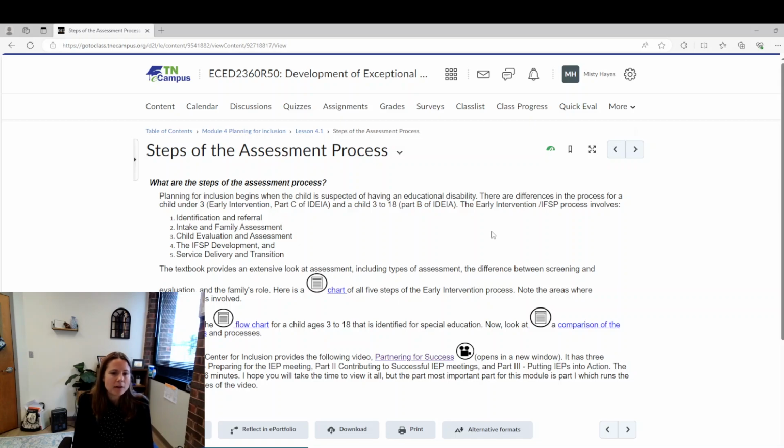What kind of goals do we make for the family? What kind of plans and supports do we put in place? And then we also look in the IFSP, what do we mean by service delivery in transition? Remember, this last section really is going to help you when we're supporting the family and putting the transition plan in place.